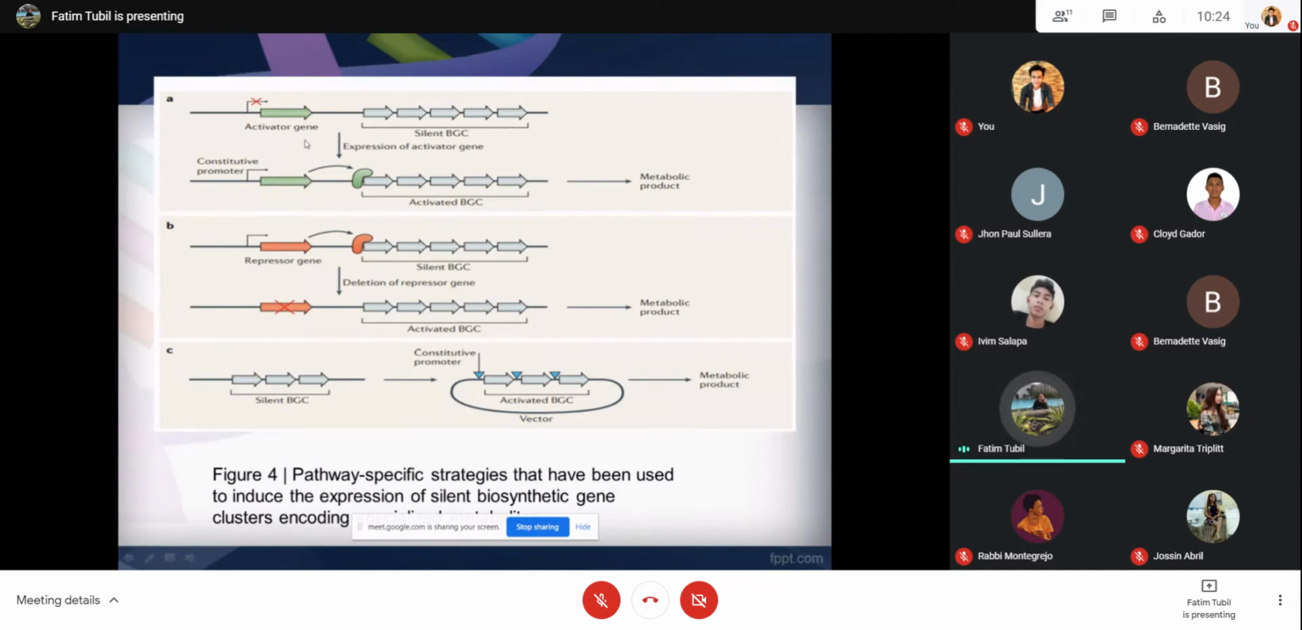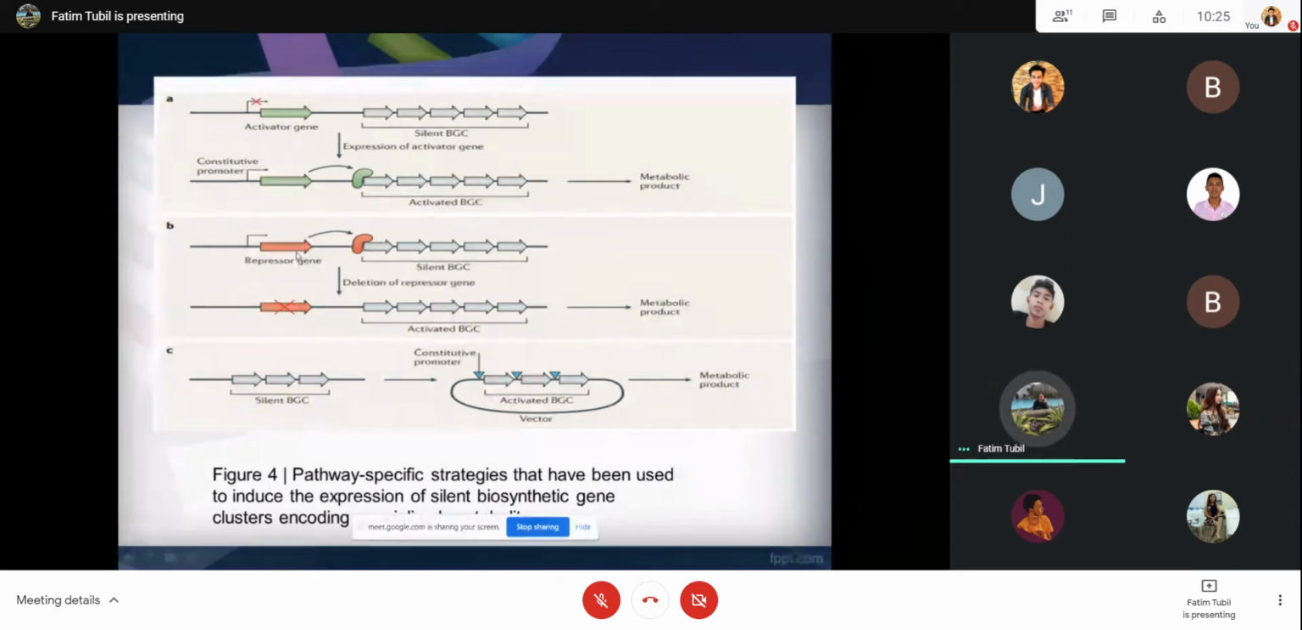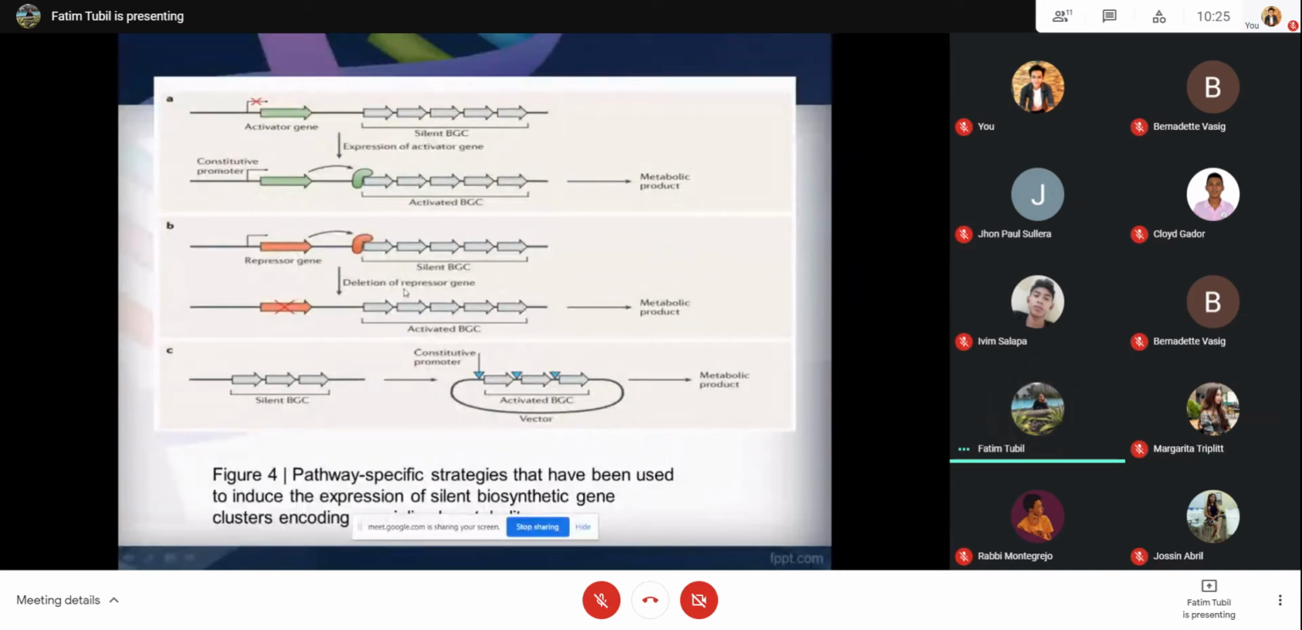However, these activators, the natural promoters, which are the activator genes, are replaced with a constitutive promoter to activate silent biosynthetic gene clusters. An example of this, compared with B, is the deletion of a repressor gene. The repressor gene is used to activate silent biosynthetic gene clusters. In deletion, there are genes that need to be deleted to activate the biosynthetic gene cluster.